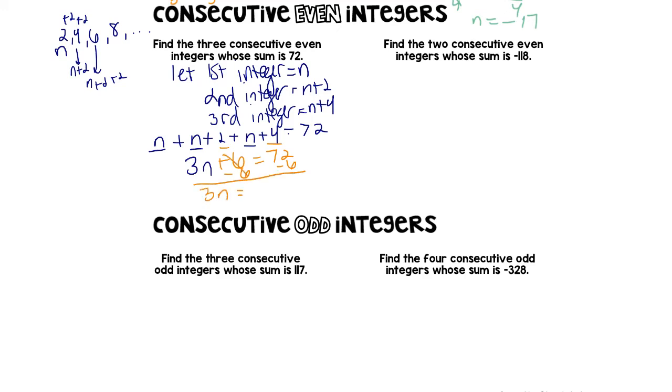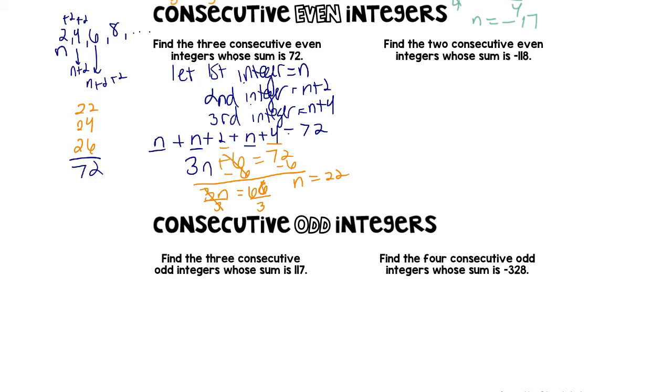3n is 66. Then we divide by 3, and n is 22. So that's our first consecutive even integer. The next one, don't forget these are even, it's going to be 24, and then 26. These all need to add up to 72.